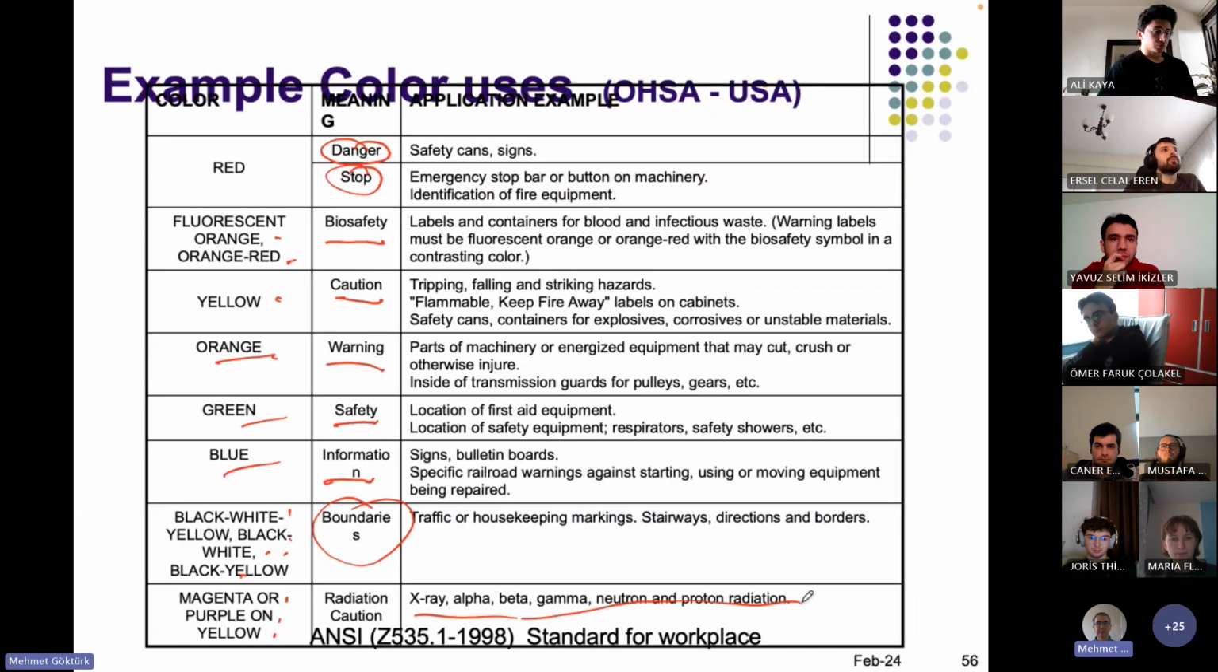So basically red, orange, yellow, blue, green. These are the common meanings associated with colors in Western societies.